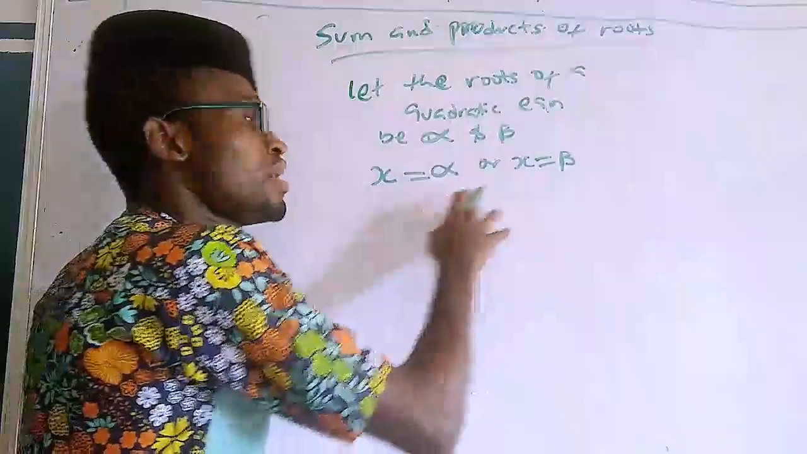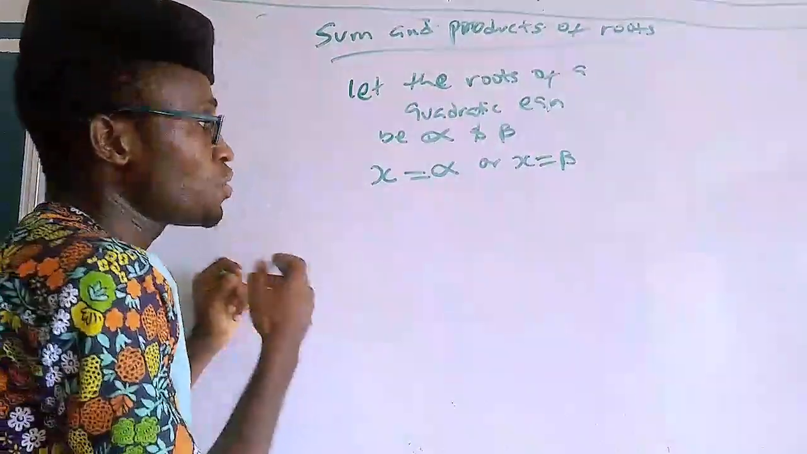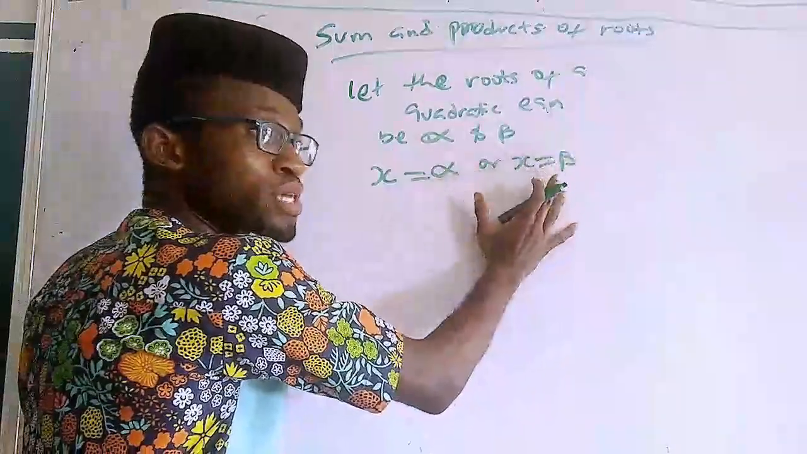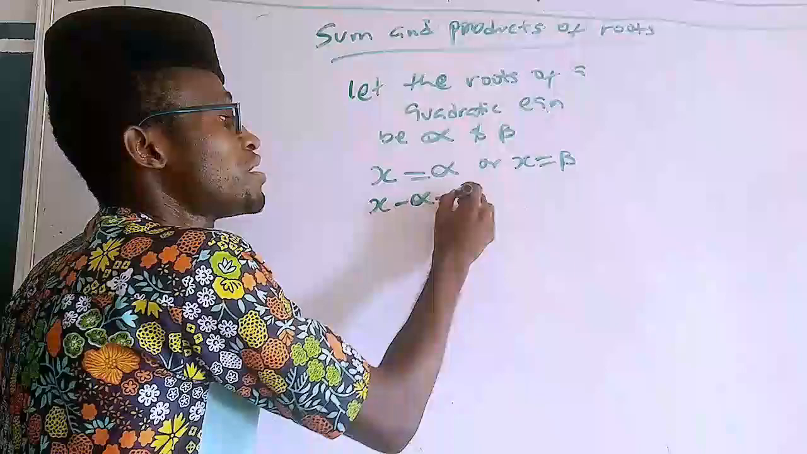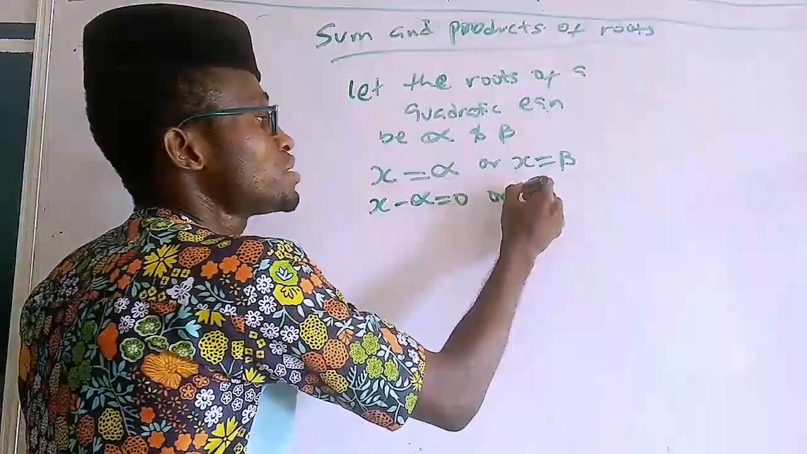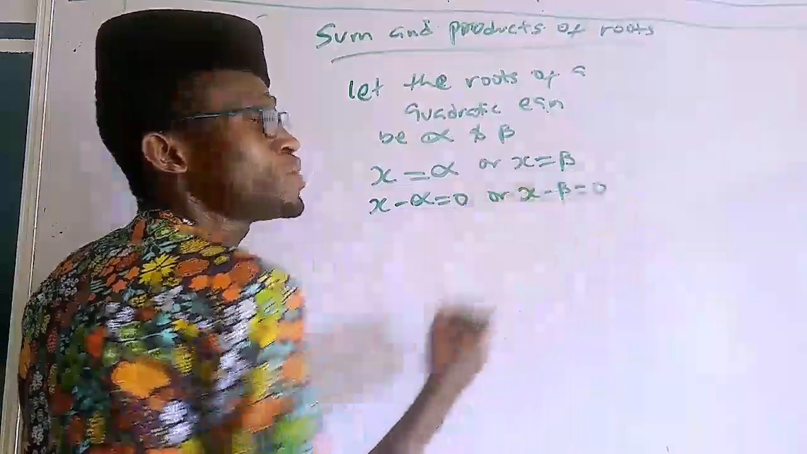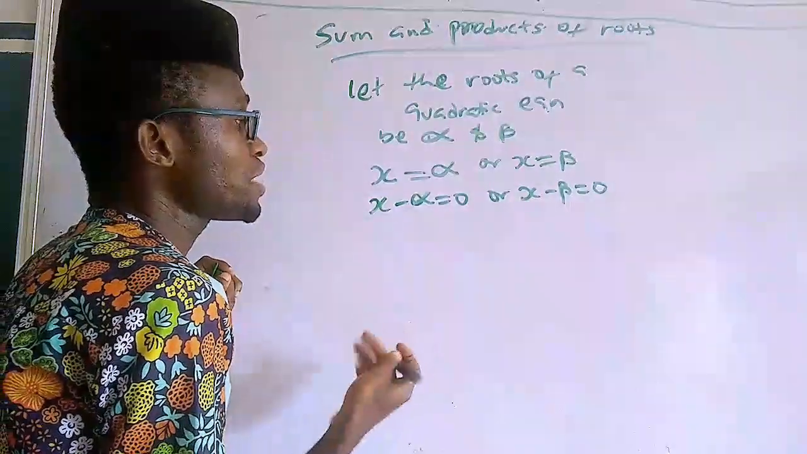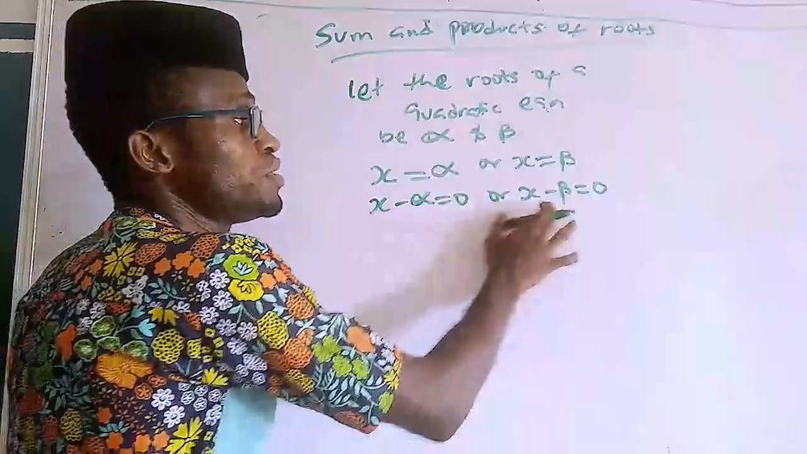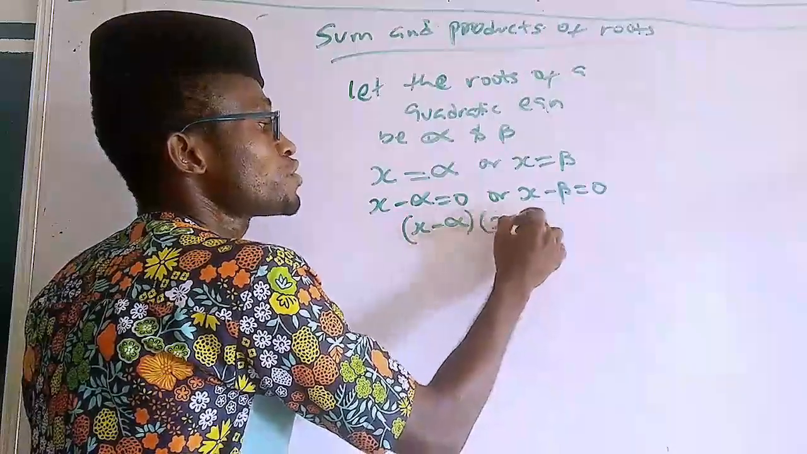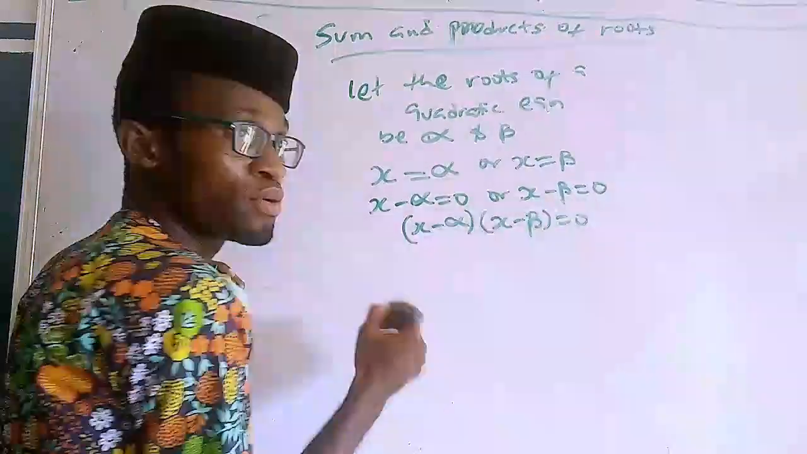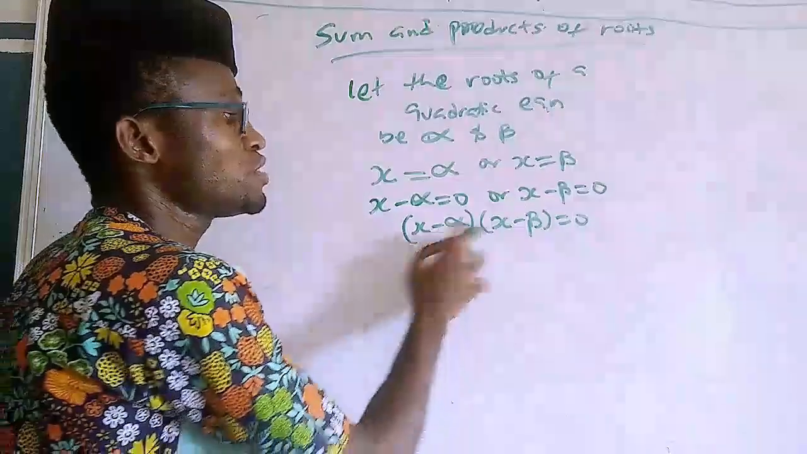x is equal to alpha or x is equal to beta. So these are the two answers of this quadratic equation. Taking it to this place, now x minus alpha is equal to 0, or x minus beta is equal to 0. Now looking at this, x minus alpha is 0 or x minus beta is 0, so it means that the product of these two should also give us 0.